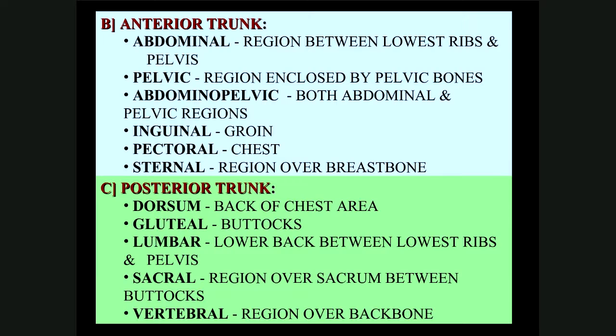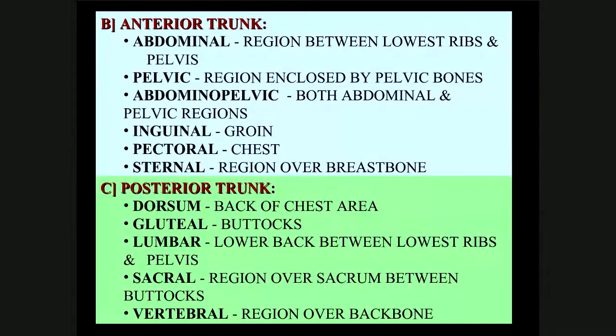The posterior trunk means your back side, and the dorsum is the back of your chest, literally your back. Gluteal means your butt. Those muscles in your buttocks are called the gluteus maximus and gluteus minimus and gluteus medius, and they are all the ones that you're sitting on. The reason that humans have large gluteal muscles is so that they can help them stand upright and walk upright without using their arms to help them walk like gorillas do.